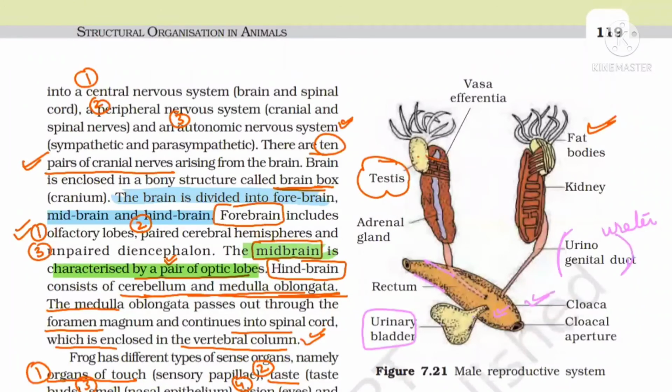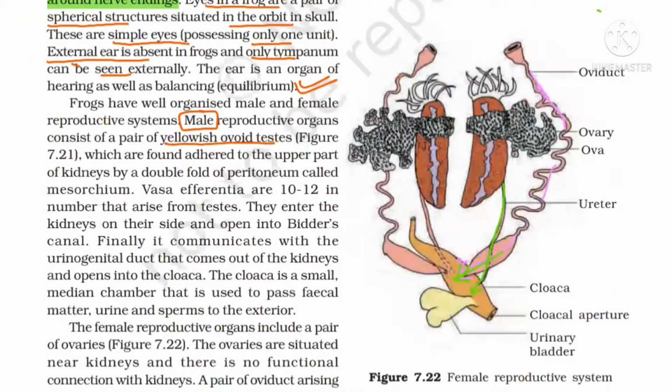And from the testes, vasa efferentia come out. This is vasa efferentia. On top of the kidney, you are finding the adrenal gland. And this is the Bidder's canal. Now see carefully. Testes are a pair of yellow oval structures, which are found adhered to the upper part of the kidney by a double fold of peritoneum called mesorchium. The same terminology we start using for the human also.